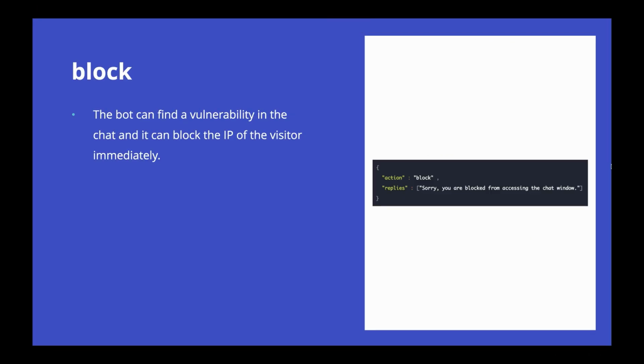The next action that we'll be looking at is the block action. This action can be used whenever the bot finds a vulnerability in the chat and it wants to block the IP address of the visitor who caused this spam. For this case, the block action can be used.